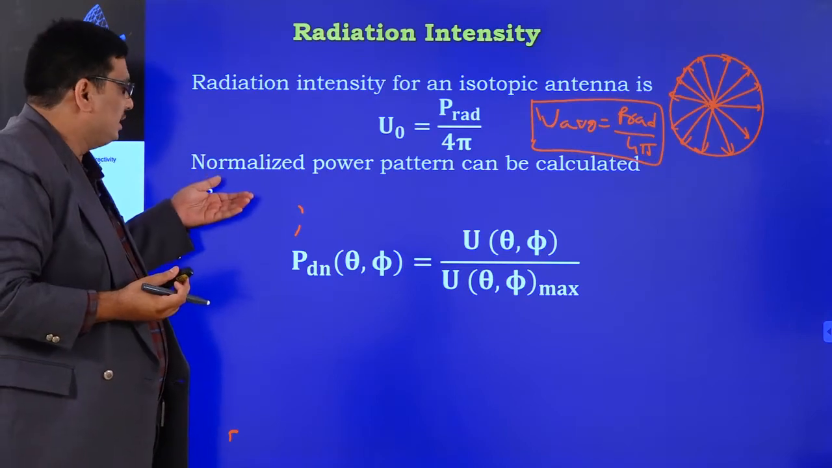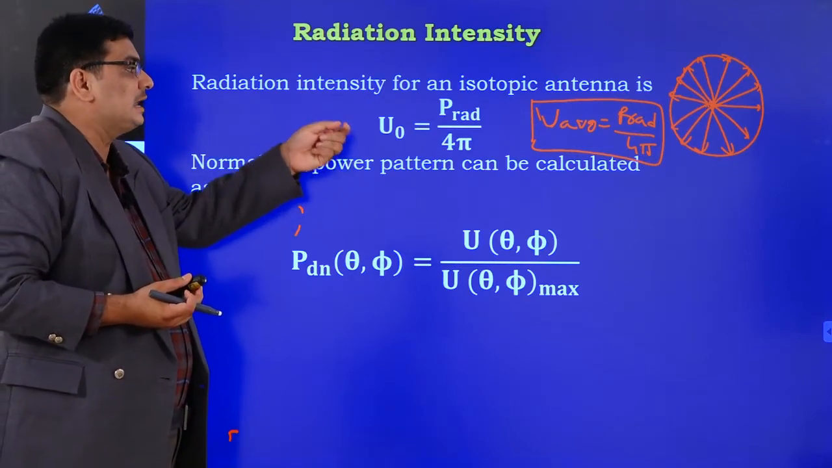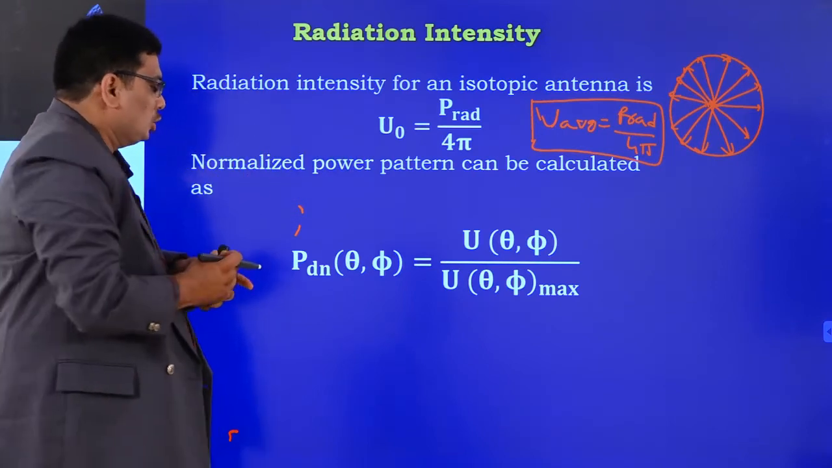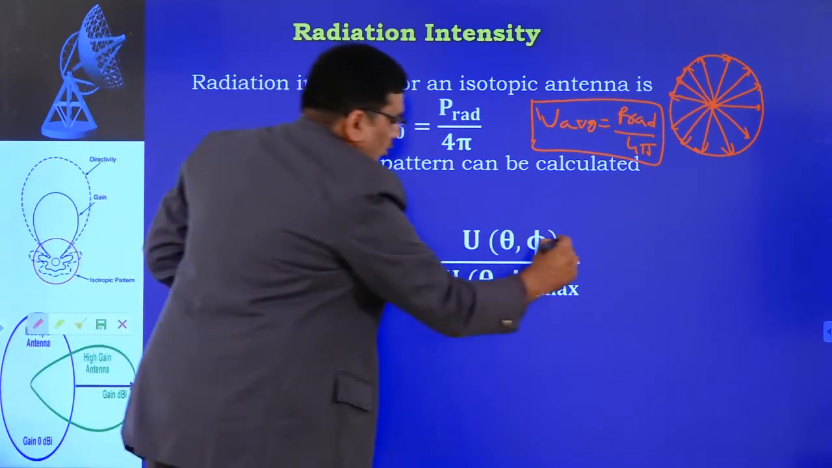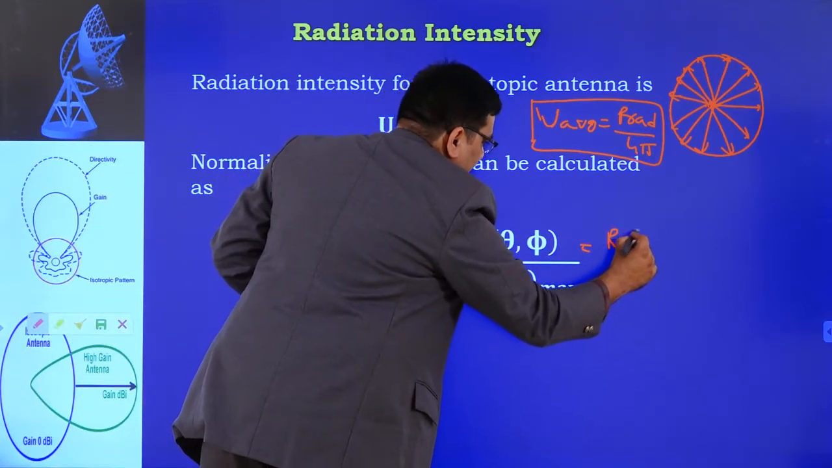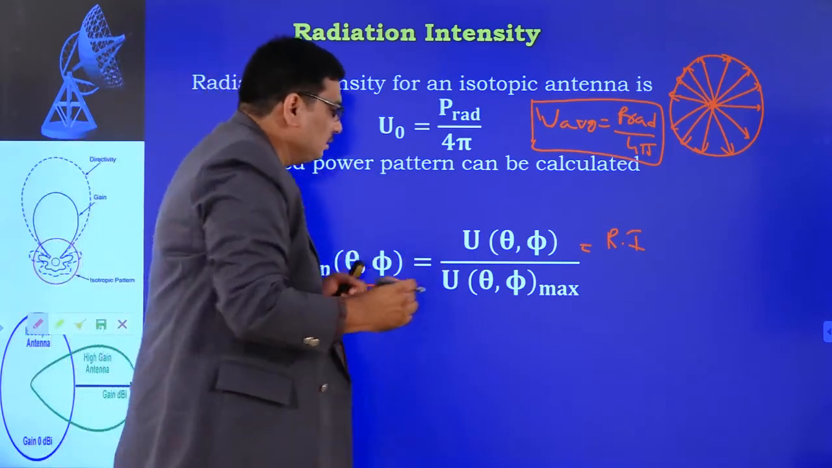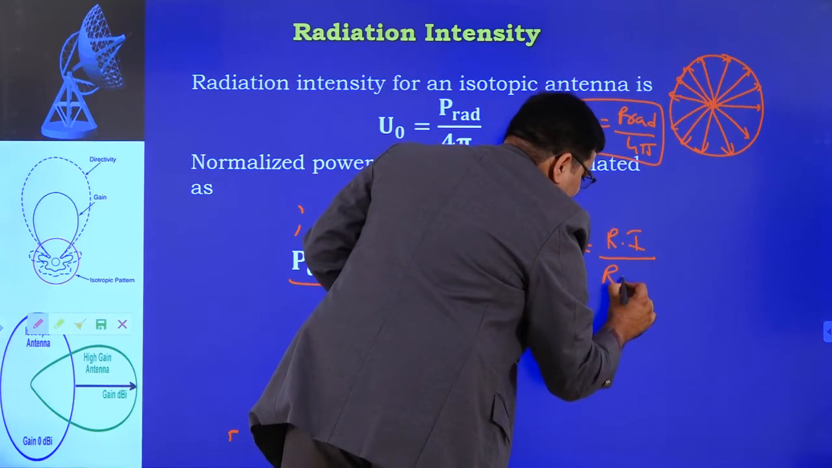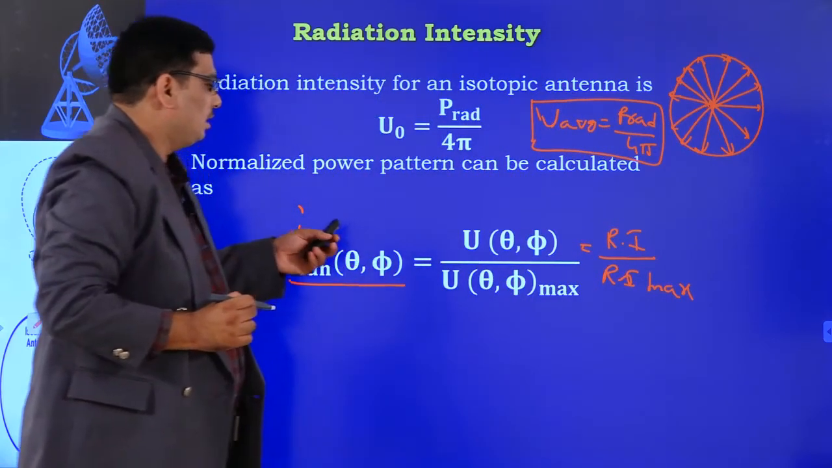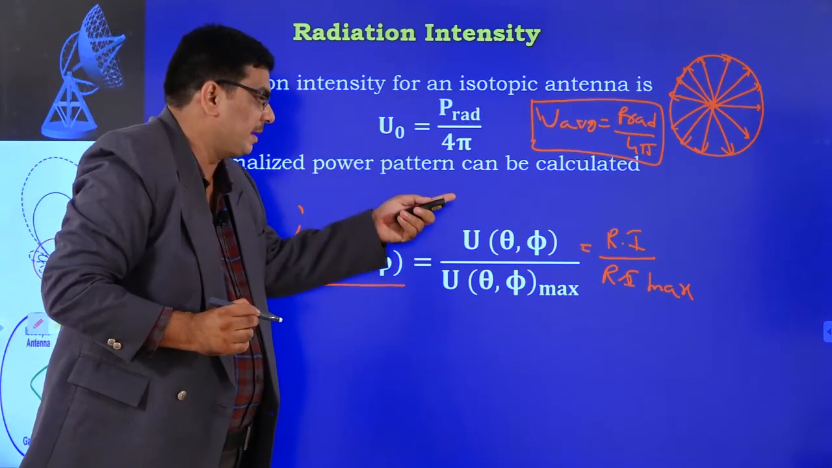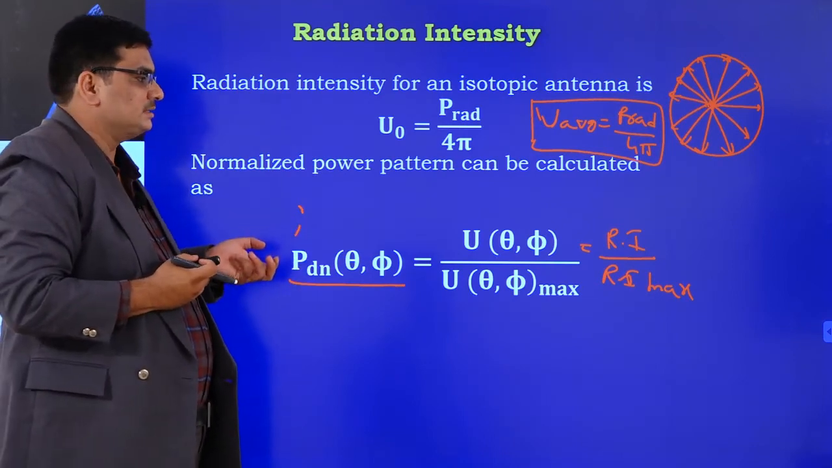Finally, we express the normalized power pattern in terms of radiation intensity. The normalized power pattern is equal to U of theta comma phi, the radiation intensity, divided by the maximum radiation intensity.